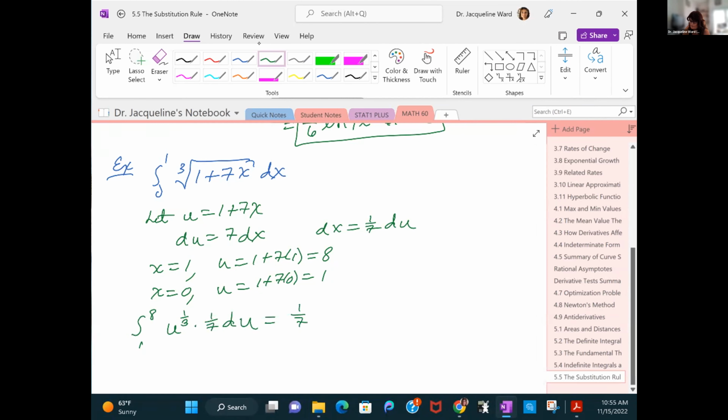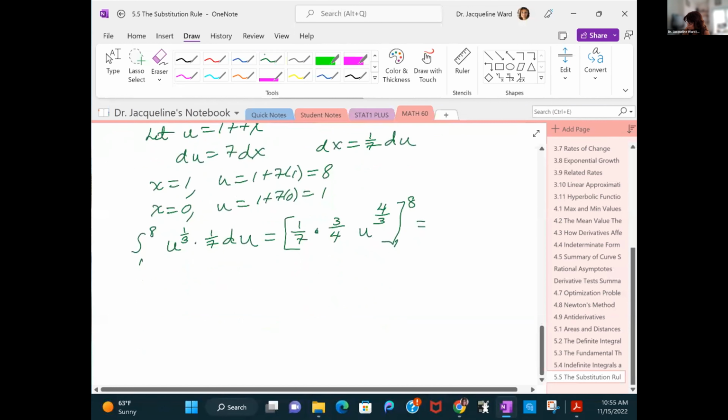So you can pull the 1/7 out, and you're going to add 1. So you get u to the 4/3, and you're going to divide by 4/3, or multiply by 3/4, and you're evaluating from 1 to 8. So for these numbers here, you get 3/28.